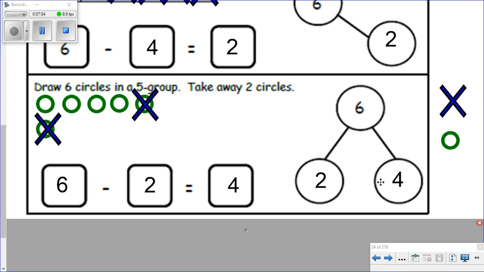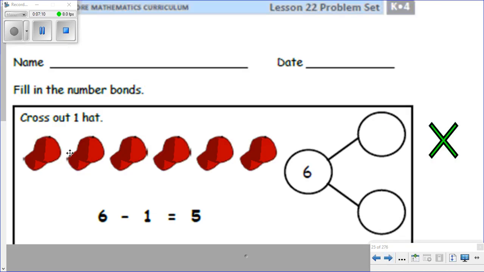Let's take a look at another page before it's time for you to begin work on your own. I've got some more hats again. Let's see how many hats. 1, 2, 3, 4, 5, 6. Yes, we are working on using 6 as our whole amount. Oh, the equation is already written out for us, the whole equation. 6 minus 1 equals 5.